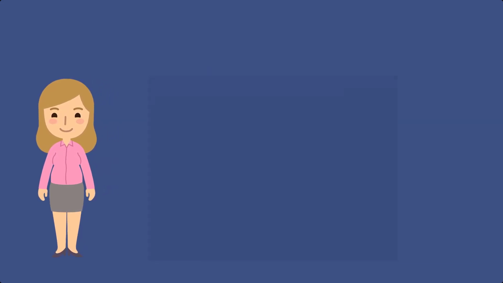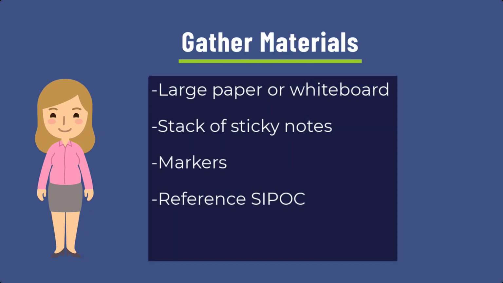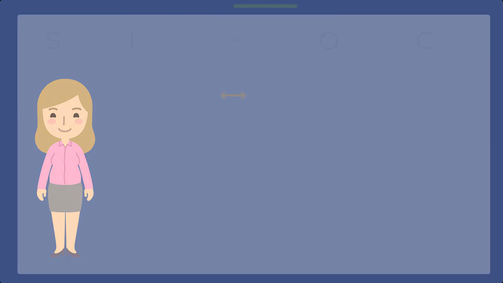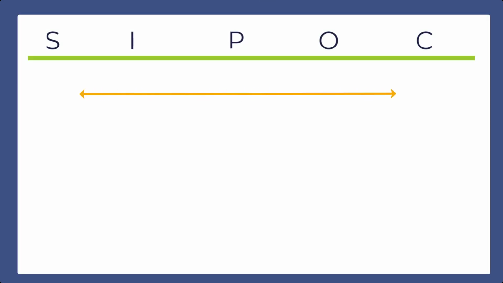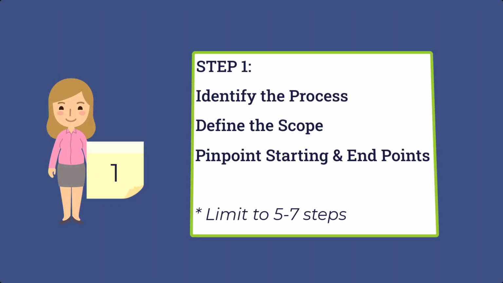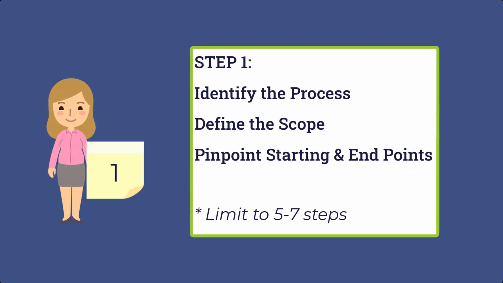Let's get started. You will need a large piece of paper or a whiteboard, a stack of sticky notes, markers, and it's helpful to have a SIPOC template for reference. As I mentioned earlier, a SIPOC always starts in the middle with the process, and then we build our way out. Step 1 is identifying the process you want to map and defining its scope and boundary points.